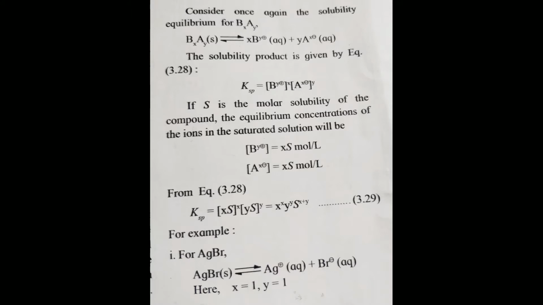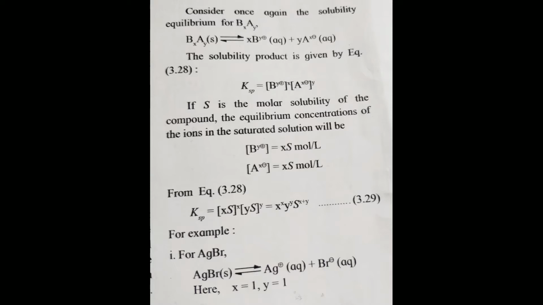concentration of B^y+ is equal to xS mole per liter and concentration of A^x- is equal to yS mole per liter. The Ksp value is written as concentration of xS raised to x into concentration of yS raised to y is equal to x raised to x, y raised to y into S raised to x plus y.